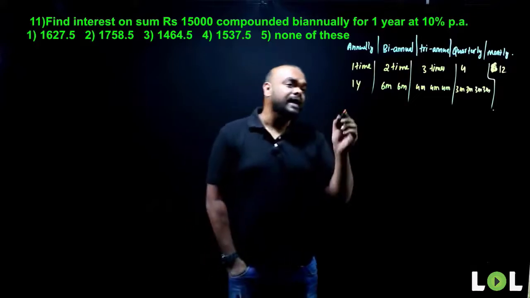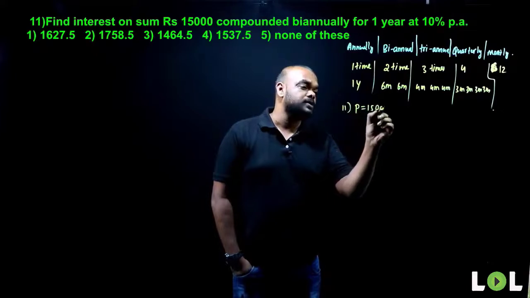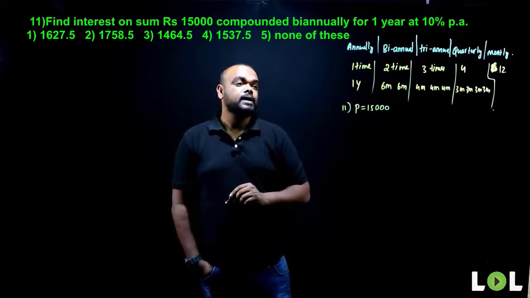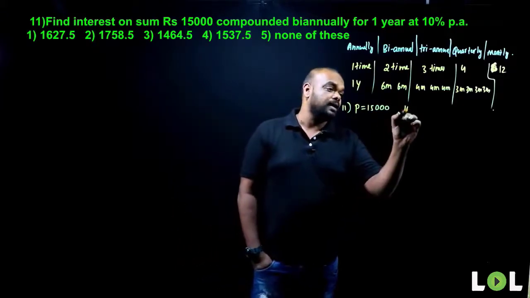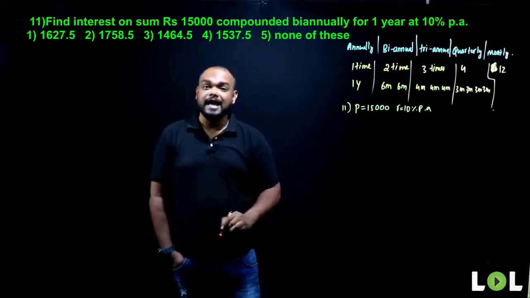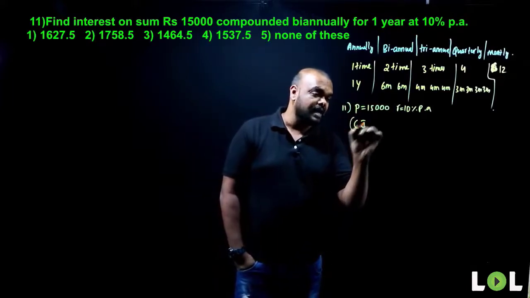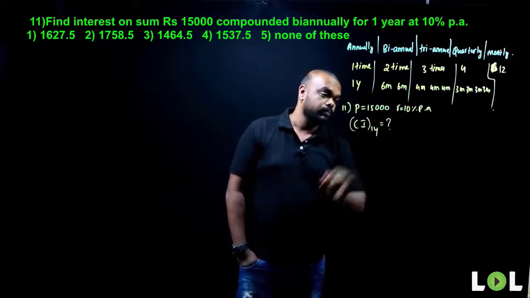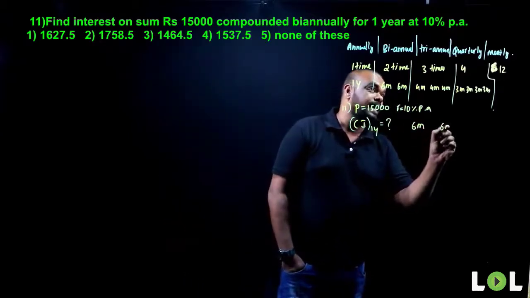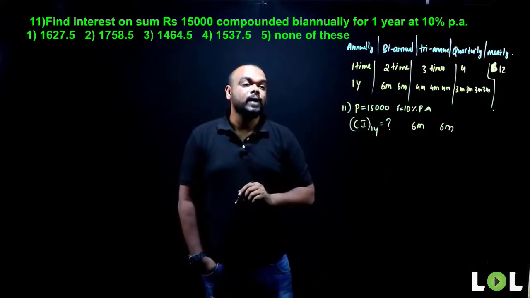What do we have? Find the interest on a sum of 15,000 rupees compounded biannually for 1 year at 10% per annum. Okay, at 10% per annum. That is the rate of interest. Observe. He told biannually. He is asking compound interest for only 1 year. But compounded biannually means every 6 months 1 time. That is twice in a year.